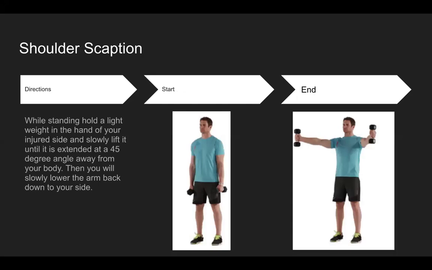For shoulder scaption, this would be standing with a light weight in your hand, and you lift your injured side slowly until it's extended to about a 45-degree angle away from your body. And then you would slowly bring it back down to the side of your body, back into that normal position.